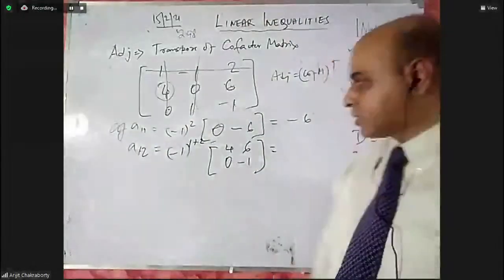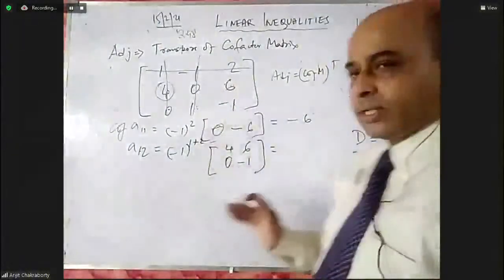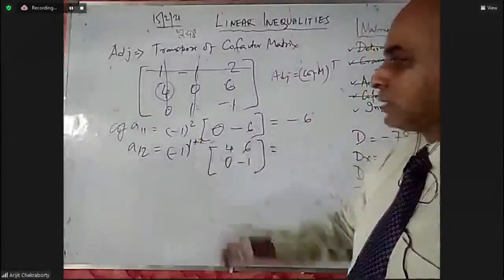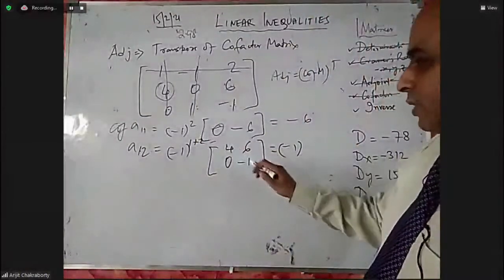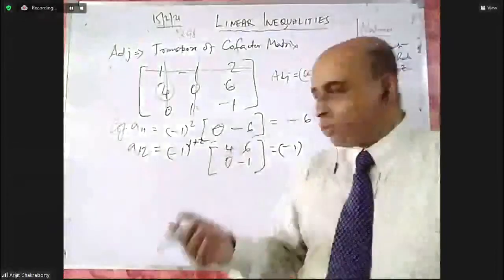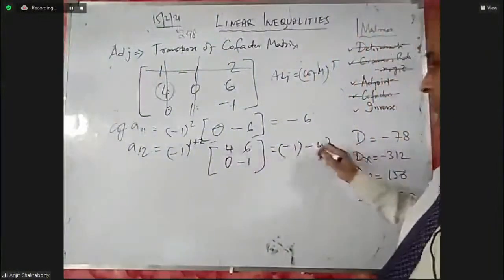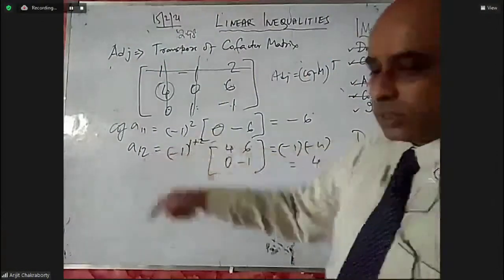Okay, I'm doing it fast, so you can see me explaining and doing it simultaneously. Please pay attention and see how we are doing it. Minus 1 to the power 3 is minus 1. This gives me 4 into minus 1, that is minus 4. Minus 6 into 0 is 0. So I get minus 4. Minus 1 into minus 4 is plus 4. So we have got A12.